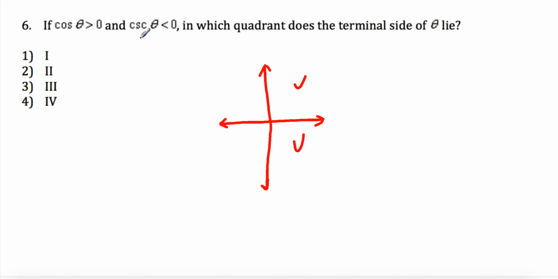Cosecant is negative. Cosecant is 1 over sine. And then when you take the reciprocal, sine doesn't change its sign. So we get 1 over sine, and 1 over sine is negative. That means sine has to be negative. And we know that sine is negative on the third and fourth quadrant. So our answer is fourth quadrant, which is choice 4.